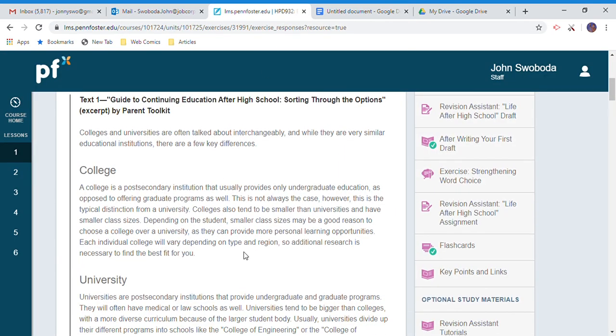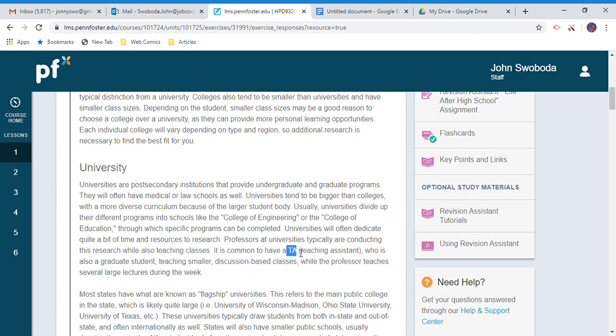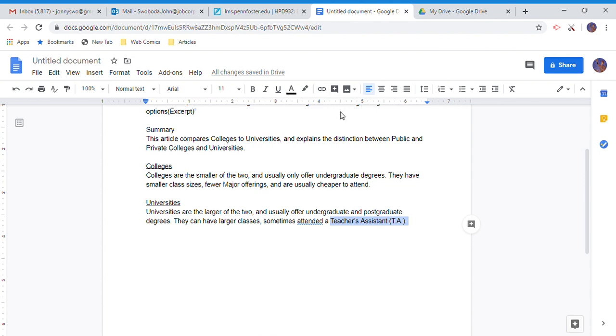In their version, they called it a TA first and then explained what the TA meant. The better way is to say the full thing out at first and then show how it's abbreviated.